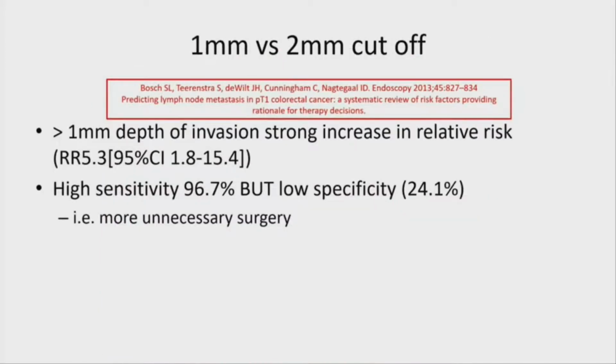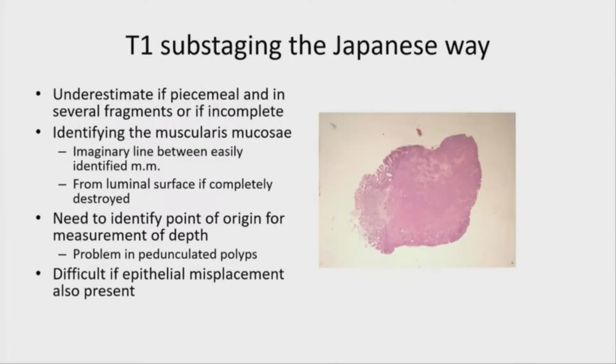If we look at a 1 millimeter cutoff rather than a 2 millimeter cutoff as an assessment of risk, we can see there's a strong increase in relative risk, but this comes with high sensitivity but low specificity. In other words, more unnecessary surgery. There are problems still with this Japanese way of T1 staging. It's underestimating the lesion if it's piecemeal or incomplete.